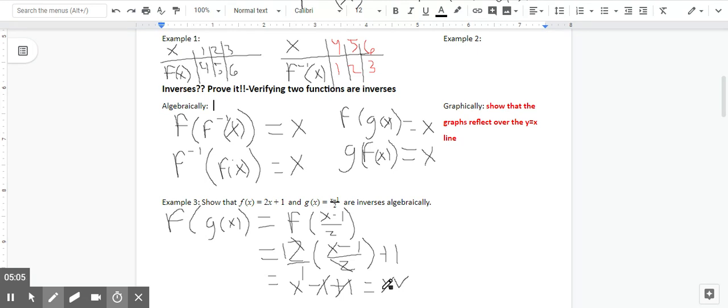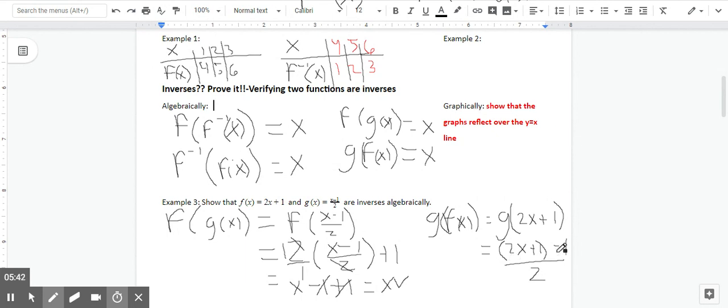Now we have to show the opposite way. We need to show that g of f of x also equals x. So g of f of x, where f of x is 2x plus 1. So let's plug that into the g function. Anywhere we see an x, this is what we're going to write. So 2x plus 1 minus 1, all over 2.